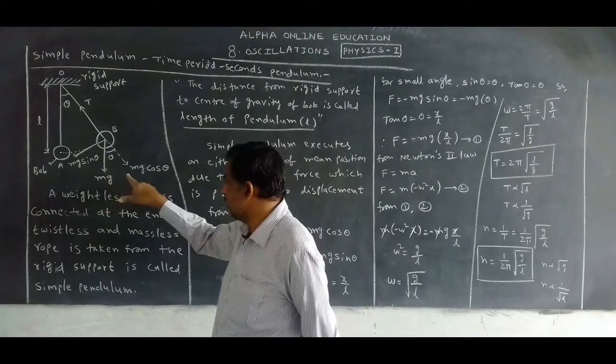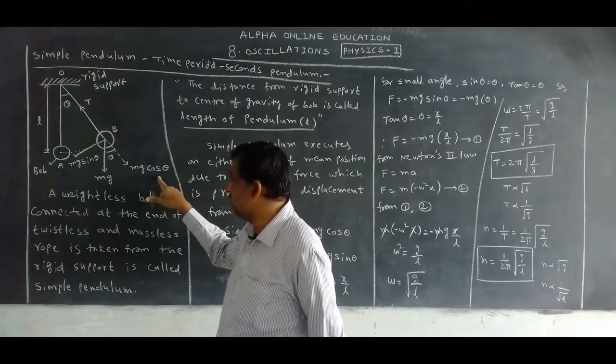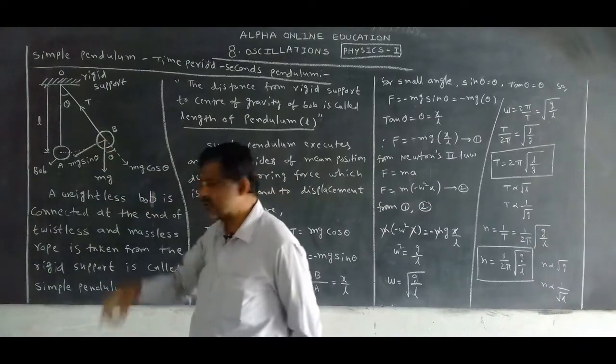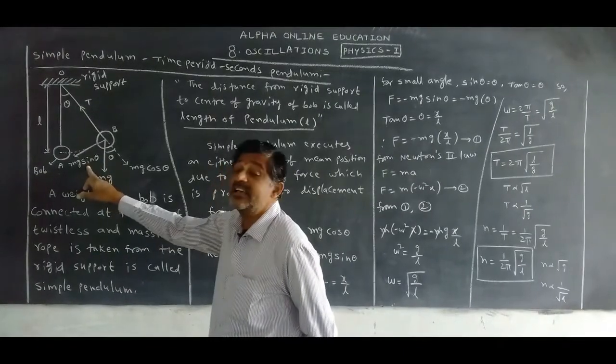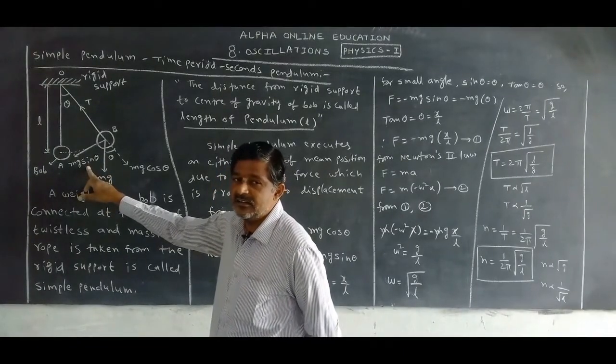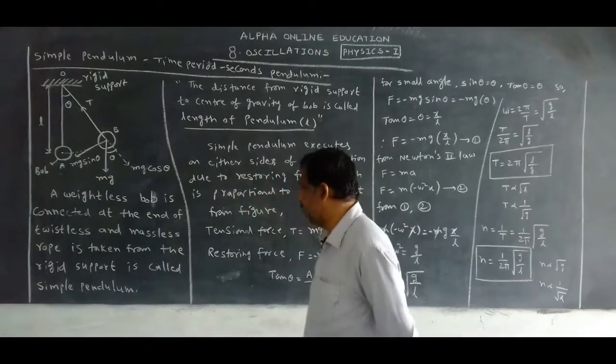The horizontal component of the weight is mg cos theta. It is equal to the tensile force. And what is the vertical component? The vertical component is mg sin theta. It is equal to the restoring force.